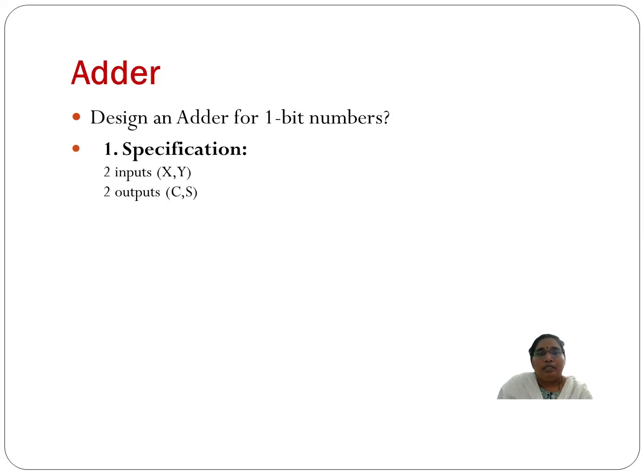let us take X and Y as two 1-bit numbers. We want to add these 2 bits. When we add these 2 bits, we will get a sum, that is S, and there is a chance of getting a carry, that is C. So the inputs of our block are X and Y, which are two 1-bit numbers, and the outputs are the sum, which is 1 bit, and the carry, which is another bit.